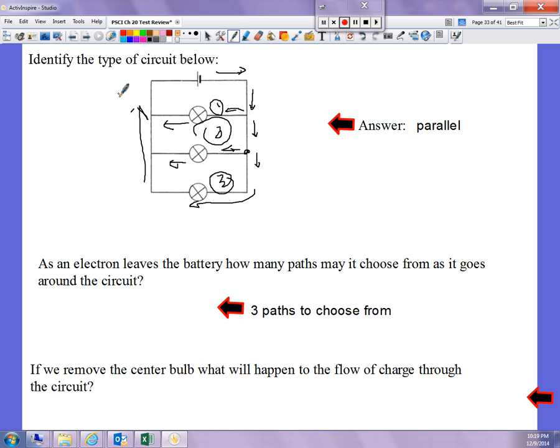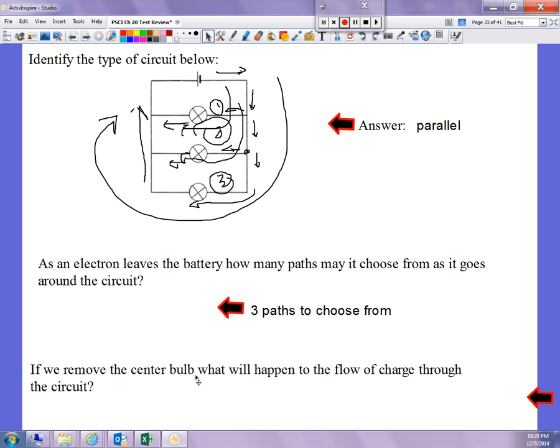Now, please don't get confused. This is still a battery, so it is a direct current source. And notice I only flow in one direction. I'm going this way around the circuit, okay? And even if I look at this middle path, I'm still going that direction, one direction. But there's multiple paths. So it's a parallel circuit, and this one happens to be a direct current source in a parallel circuit. So please be a little bit careful of that as you're doing your test.